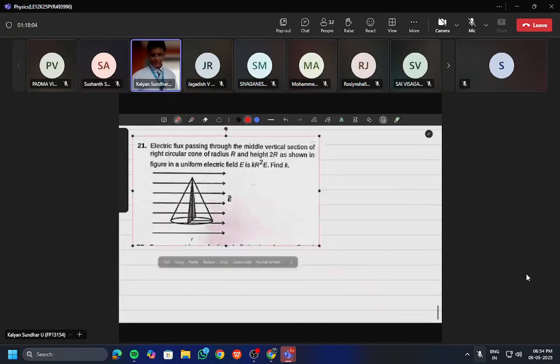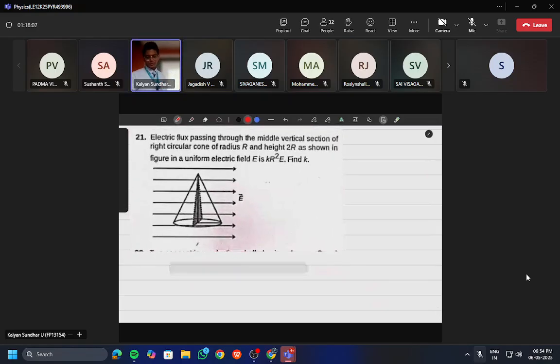But this one, so it's a numerical part. Electric flux passing through a middle vertical section of a right circular cone is given by K R square E. What is the value of K?